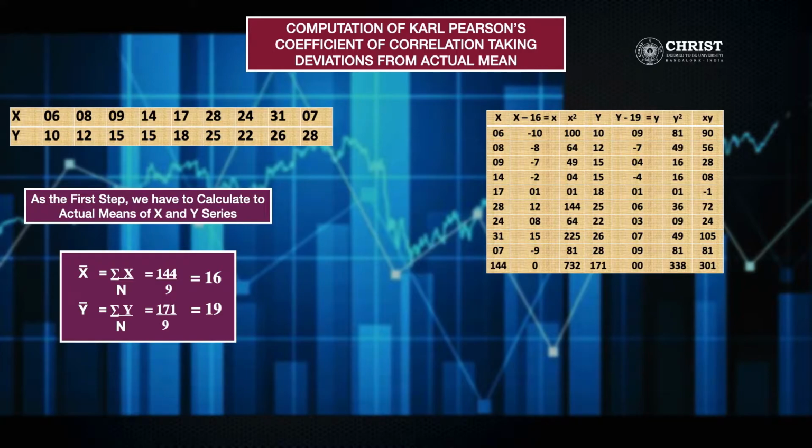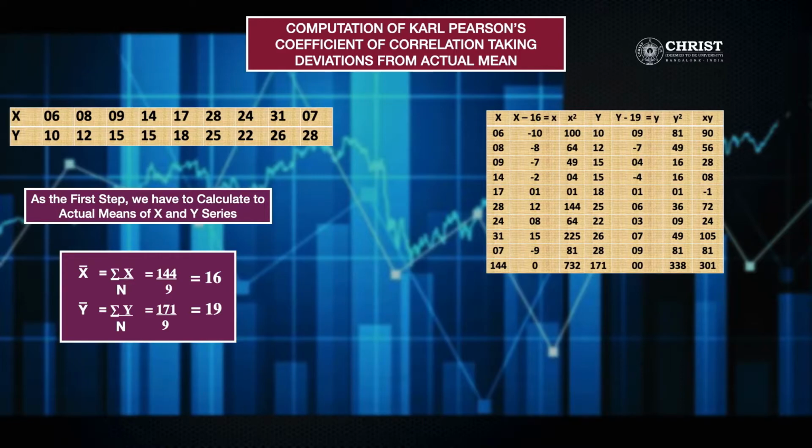Minus signs are there and plus signs are there. Sign is important, you have to consider that. Then you have to take the squares of the x deviations, that is 100, 64, 49, 4, 1, 144, 64, 225 and 81. The total also you have to take, that is 732. We are going to use this value in the equation. Similarly, the mean of y is 19. Now we are taking deviations, and we denote them as the small y. Here also minus signs are there, plus signs are there. Then you have to take the squares of the y deviations. That is 81, 49, 16, again 16, 1, 36, 9, 49 and 81. So the total of y squared is 338.